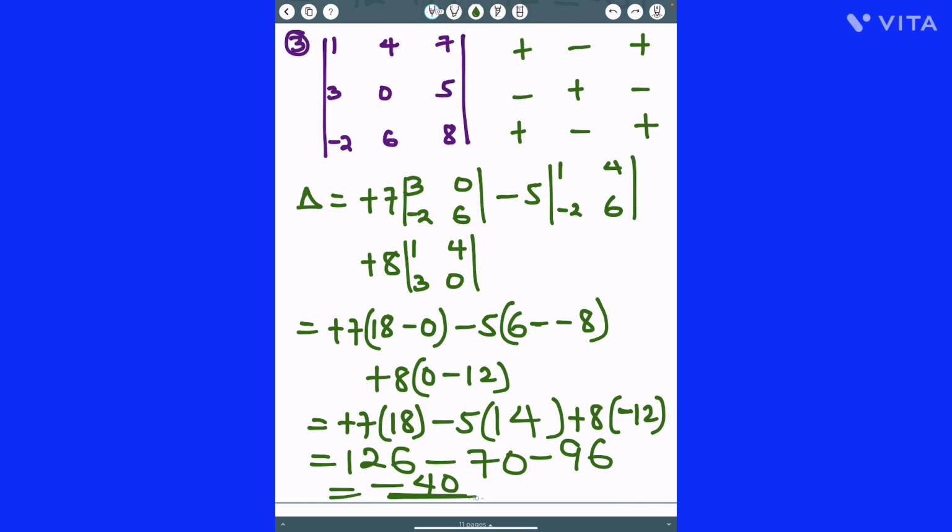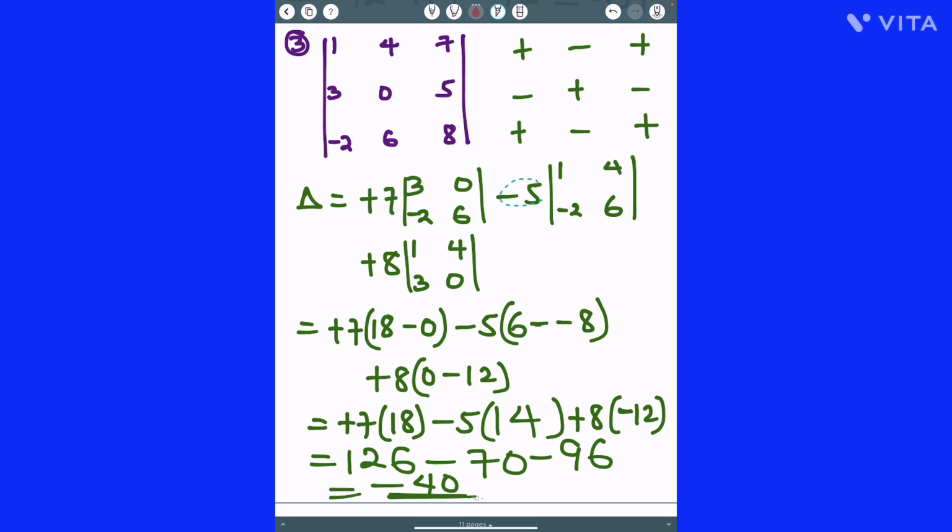When I take 8, what do I have left after picking 8? I have 1, 4, 3, 0 left. So that's plus 8 times that. That gives me 8 times... that's 7, then 18 minus 0. Minus 2 times 0, 0. 3 times 6, 18. So that's plus 7 times 18 minus 0.